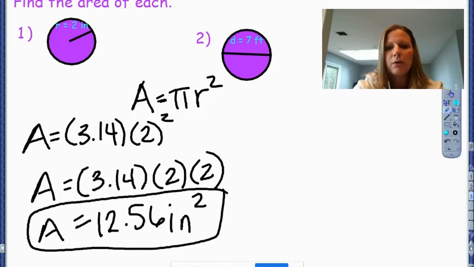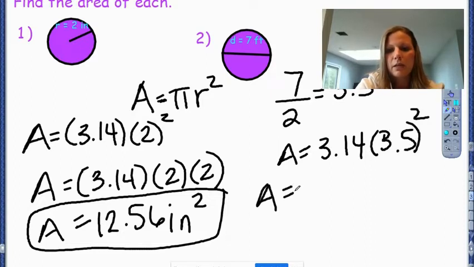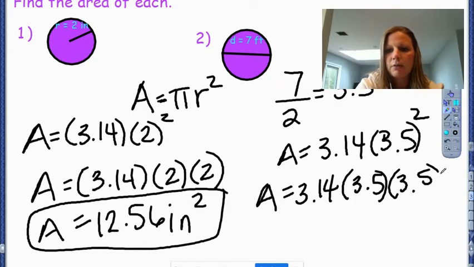Okay? So now for this problem, number 2, I'm given the diameter. So the first thing I have to do is figure out my radius. So if my diameter is 7, my radius is going to be 3.5. So A equals 3.14 times 3.5 squared. And once again, if you don't have that scientific calculator, 3.14 times 3.5 times 3.5.